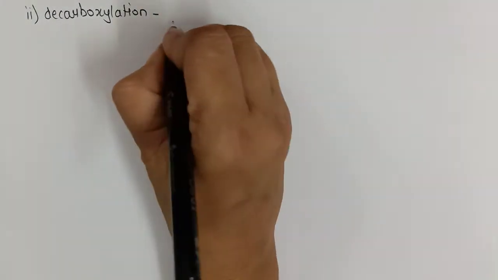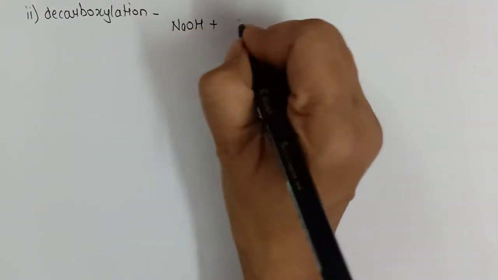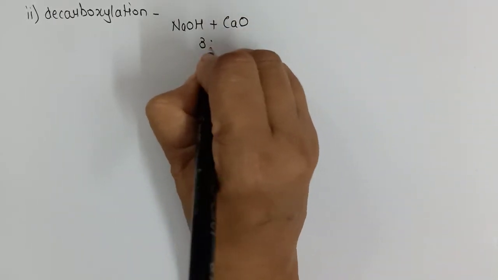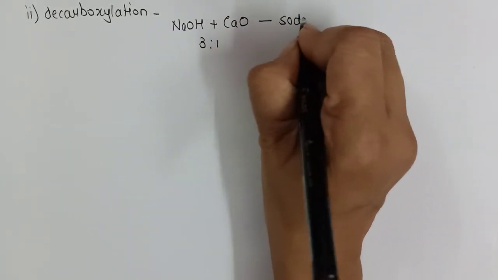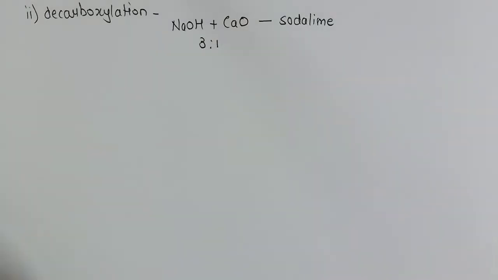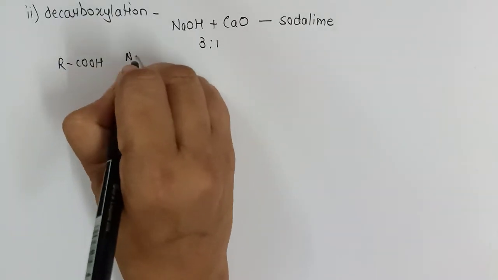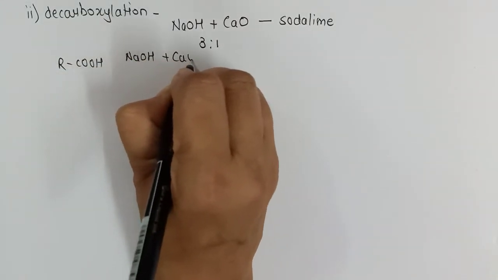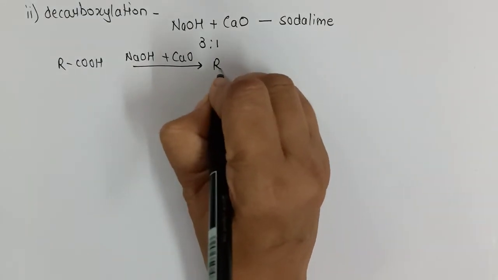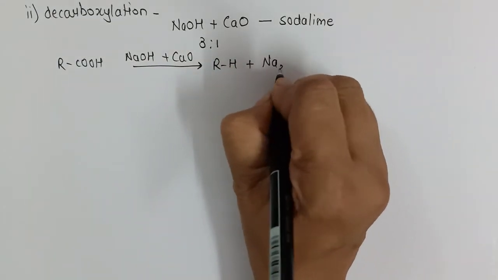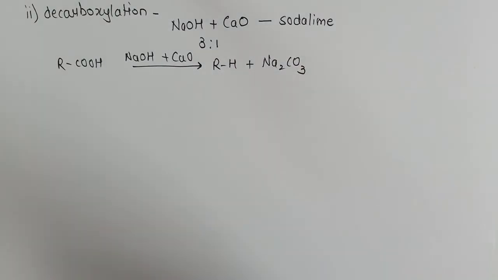Next is decarboxylation. From our basic knowledge of class 11th, we know that decarboxylation can be done by using a mixture of sodium hydroxide and calcium oxide in the ratio of 3:1, and we call it soda lime. So it's not an ascent of series, it's a descent of series or stepping down reaction. Carboxylic acid, when treated with a mixture of soda lime, gives us the corresponding alkane along with the formation of sodium carbonate.